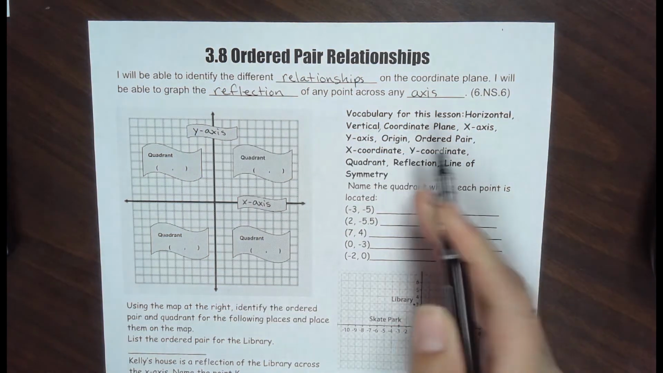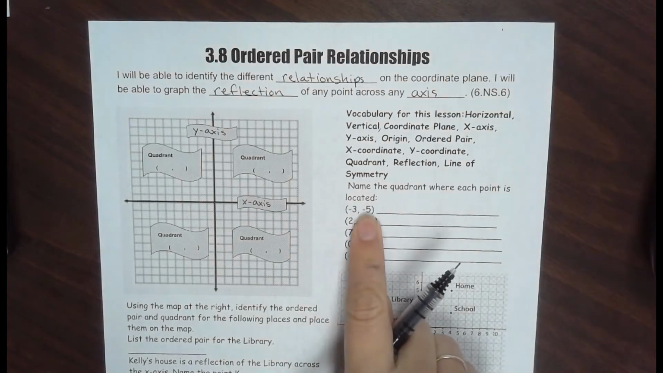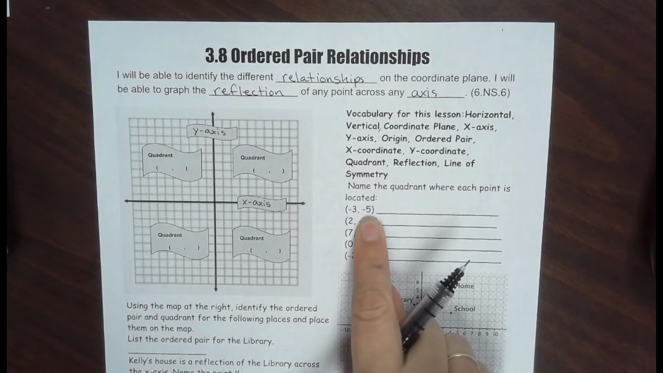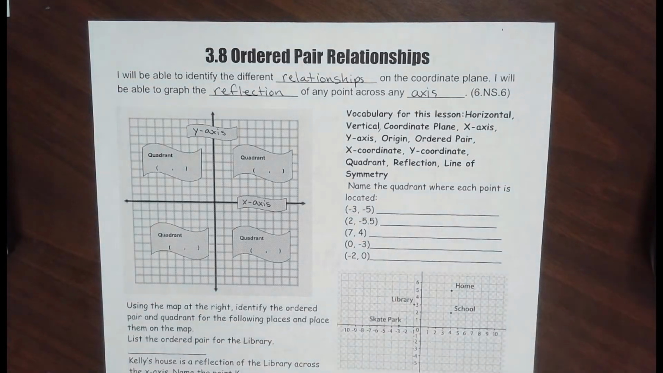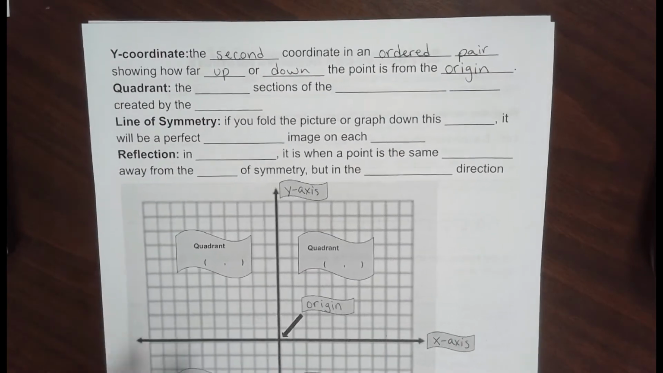Okay, the origin is right here at the center where they intersect. Ordered pair are these points, the x-coordinate and the y-coordinate. So we have our x that tells us left and right, our y-coordinate that tells us up or down. Okay, these are our new ones: quadrant, reflection, and line of symmetry. So pull out page 41 and let's finish filling this out.